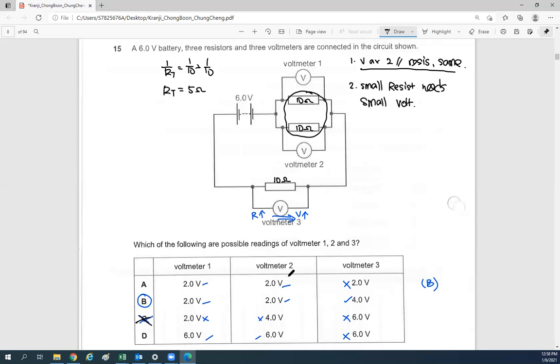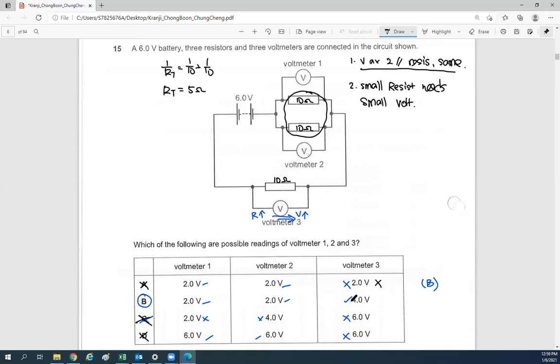So knowing that, I look at voltmeter 3. This is 2, 2, 2. They are the same. It can't be. Remember, I told you this voltage needs to be bigger. Since they are the same, I will exclude A. I look at D. They are also the same, 6, 6, 6. It can't be the same. So I'll also exclude D. And finally, I'm only left with option B.